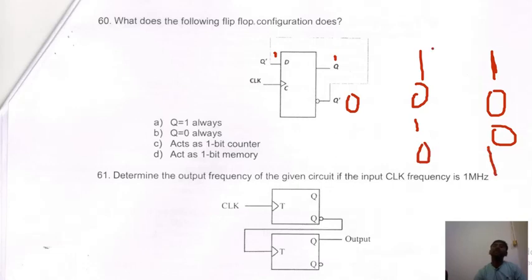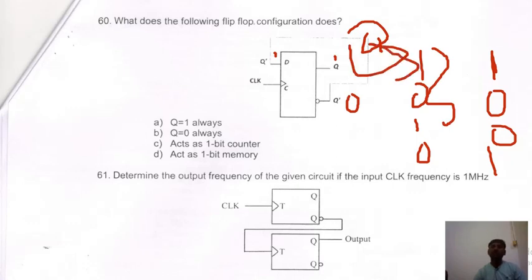It looks like 1 to 0, 0 to 1, meaning only a 1 bit counter, so it acts as a 1 bit counter. Because at every step the output is going to 1, then 0, then counting 1, and then coming 0, so it is working as a 1 bit counter.